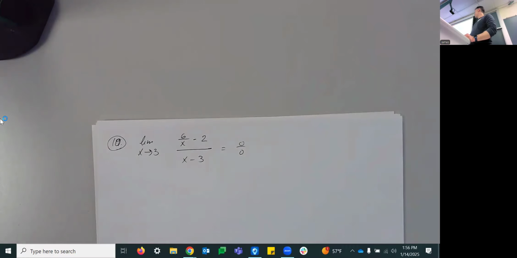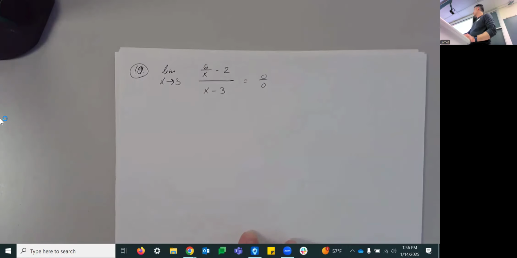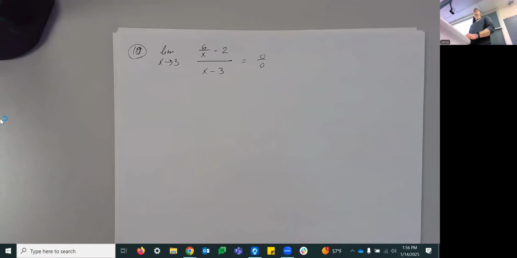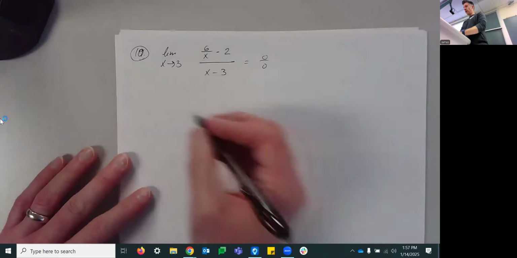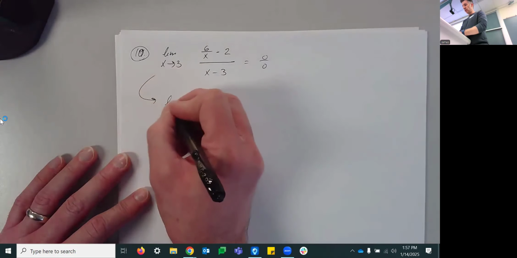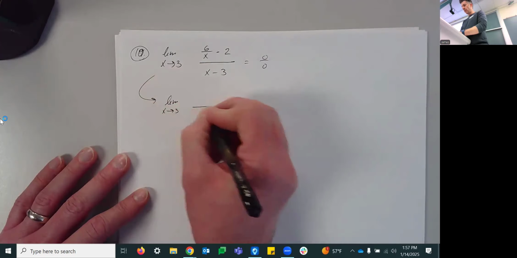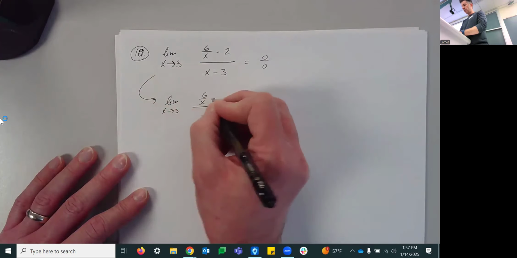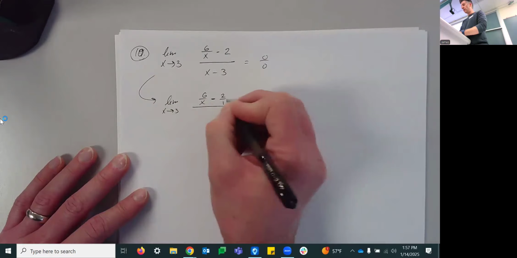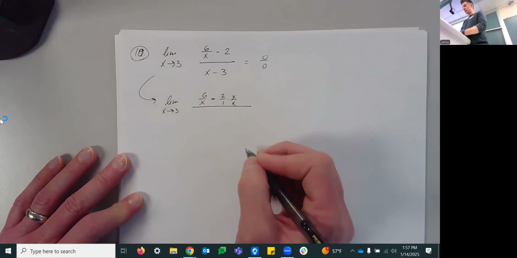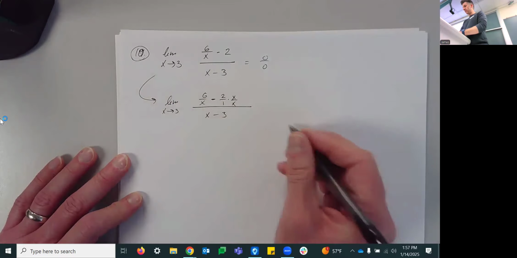In this case, what we typically want to do, again, there's not really any factoring to do here yet. And I should say most of these examples are usually like a first step, and then after the first step, there's some factoring to do. Here, we're going to get a common denominator. So in the numerator, we have a fraction, 6 over x. So we want to be able to put those two pieces together, 6 over x minus 2. So I'm going to rewrite this as the limit as x approaches 3 of 6 over x minus 2 over 1 times x over x, still divided by x minus 3.